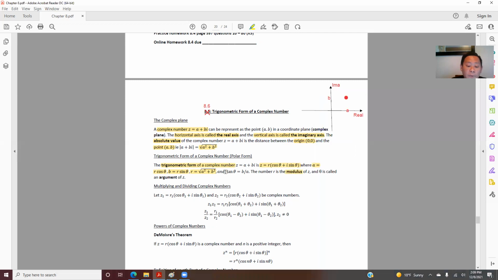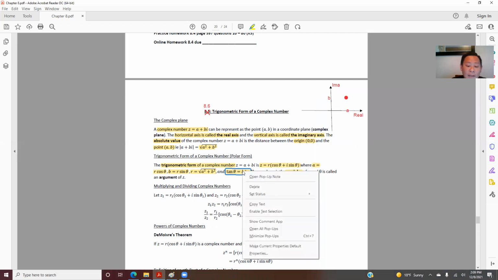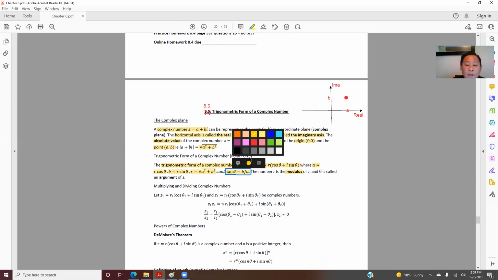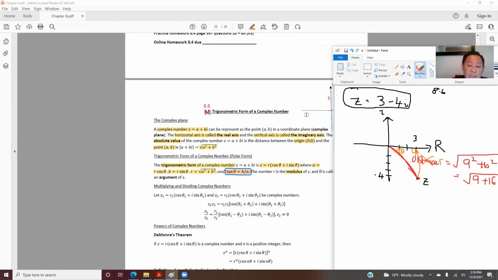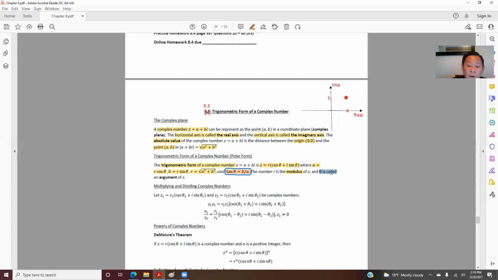Okay. And then in order for you to find the theta, the tangent theta, we use tangent. And the reason why we use tangent here is because if you draw your right triangle, this is using TOA, because tangent is opposite over adjacent. So that's why tangent theta in this case is b over a, and after you do the arctangent of it, the theta in this case is what we call your argument.